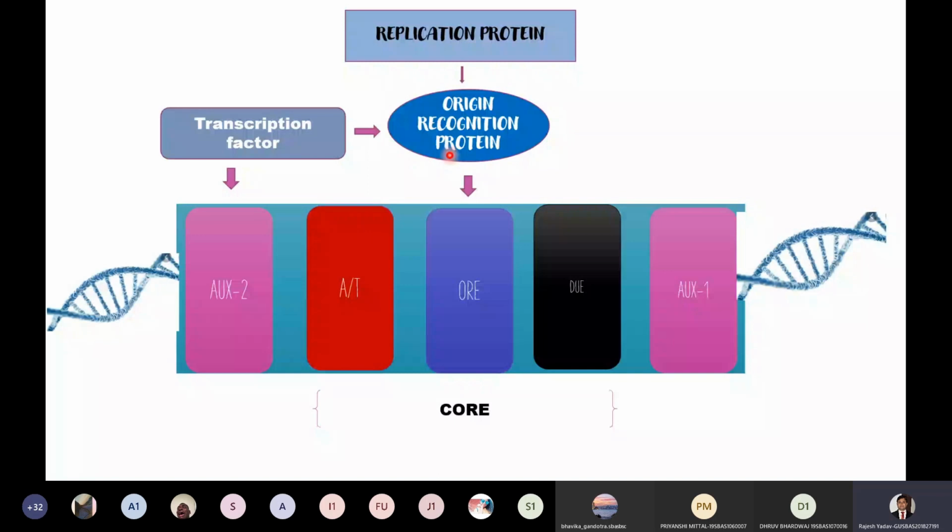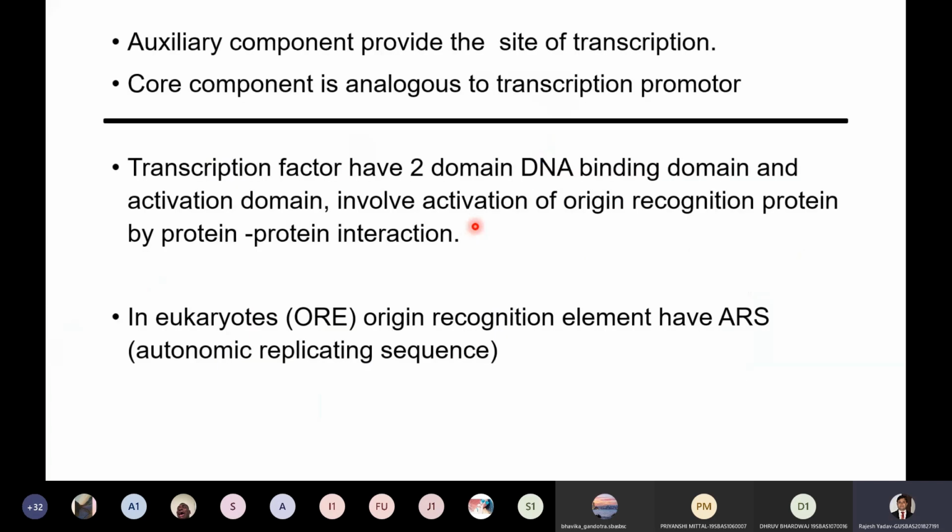Because this transcription factor is a protein, and this is also a protein, this activation is done by protein interaction. So that means this transcription factor interacts with this protein and activates this protein. So this process is called protein interaction. So in replication, the only function of this transcription factor is to activate the origin recognition protein. So when it activates this protein, this will bind with this ORE or origin recognition element, and the replication will be started. This is the role of the transcription factor here.